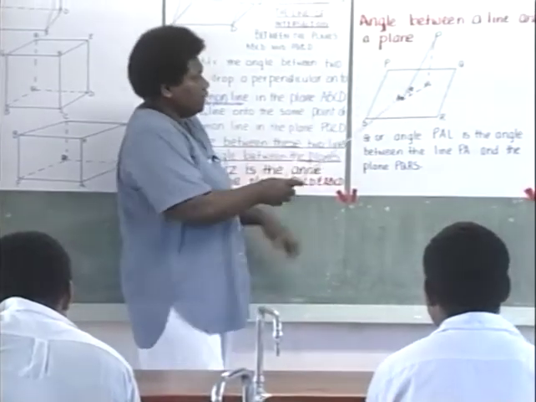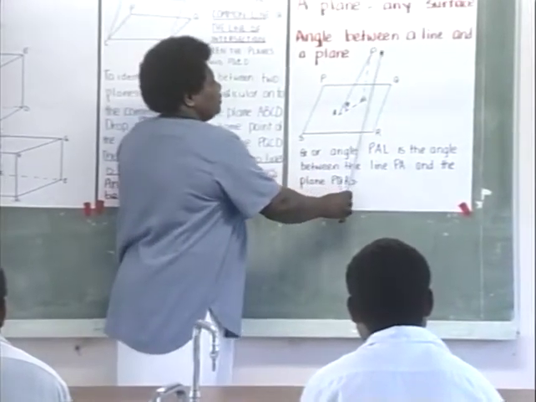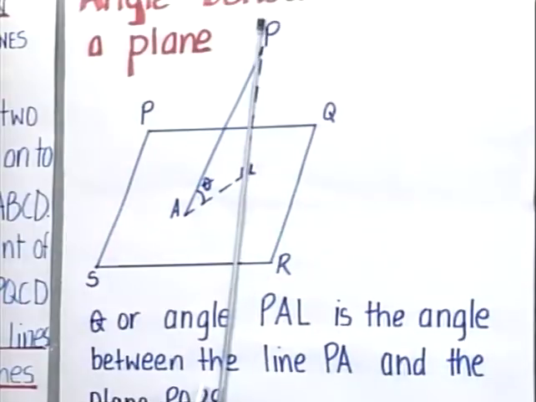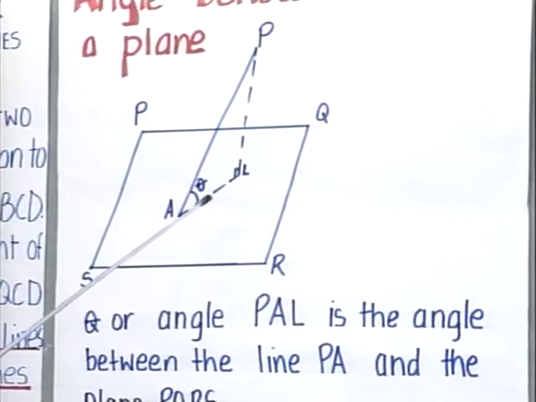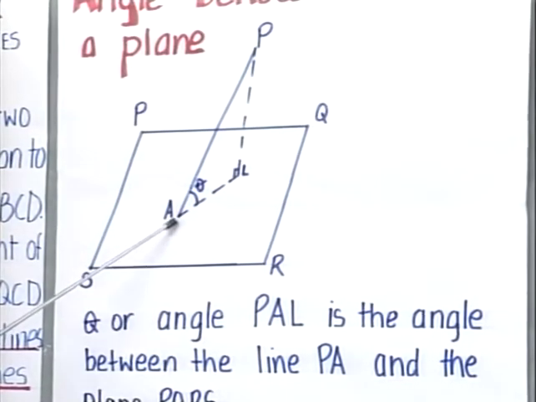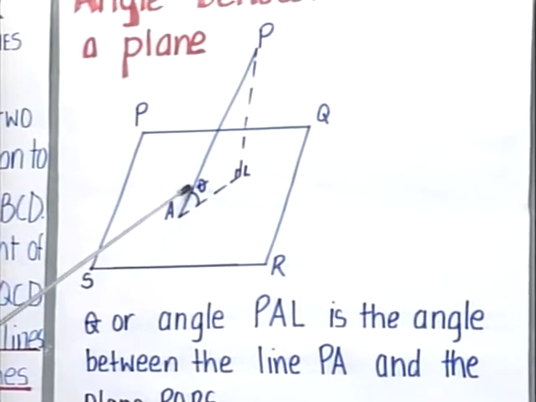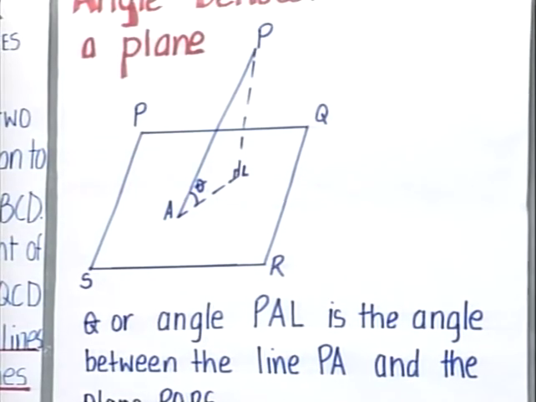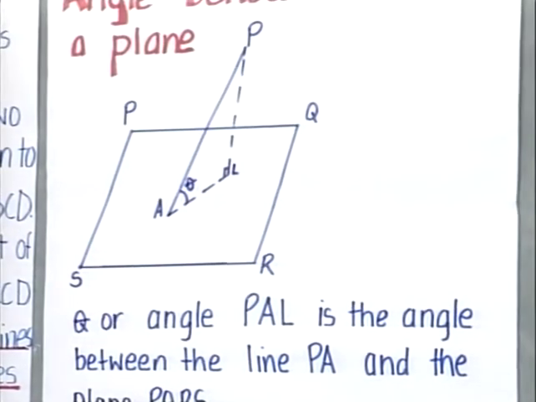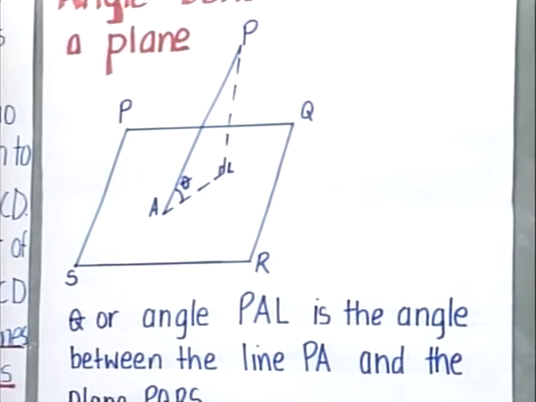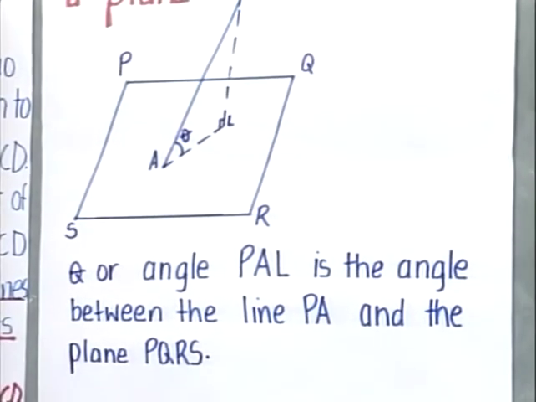So that's what I've indicated here. You draw a vertical line to the plane, and then you draw a line from the point where the line PA meets the plane. That means the angle formed is the angle between the plane and the line PA. So theta, or angle PAL, is the angle between the line PA and the plane PQRS. Is that understood?